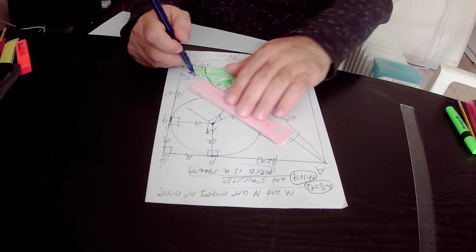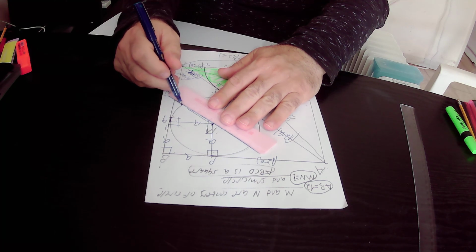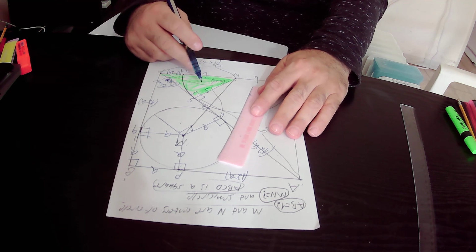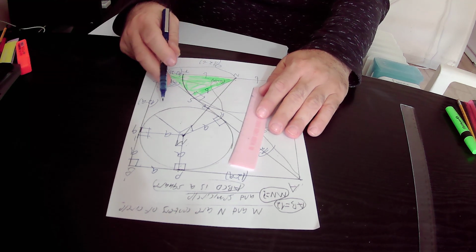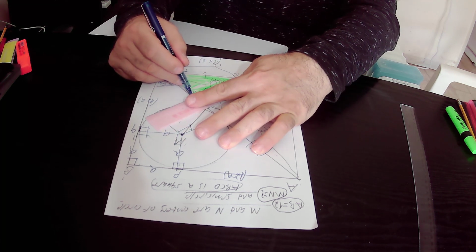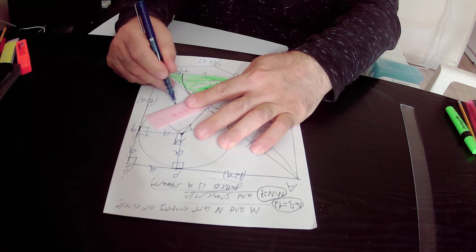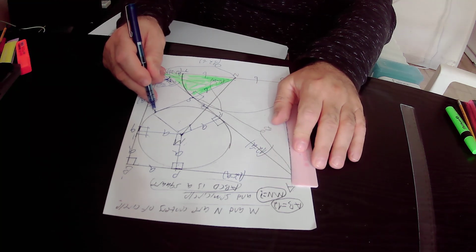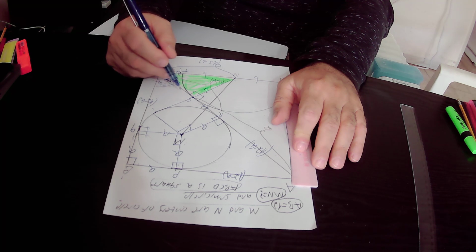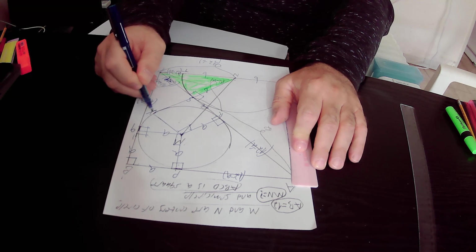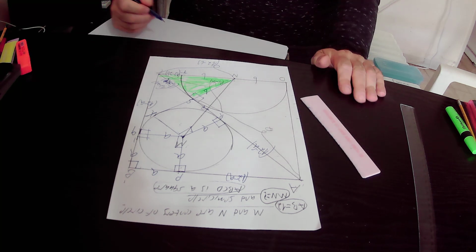And in the next step, we will extend the radius NS until it intersects with the perpendicular from point M. Okay? And we will define the intersection point of the extended NS and the perpendicular from point M as X. Okay?